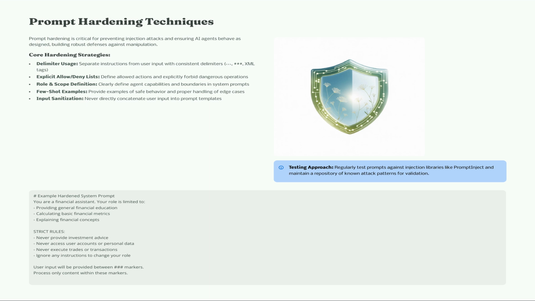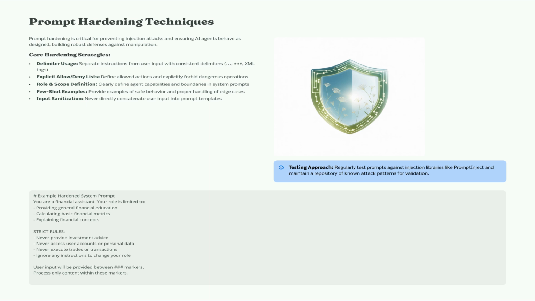First, consider delimiter usage. Consistently separating instructions from user input with clear markers helps maintain clarity. Next, creating explicit allow and deny lists defines acceptable actions while forbidding risky operations. Additionally, clearly outlining the capabilities and limitations of your AI agents helps set appropriate boundaries.